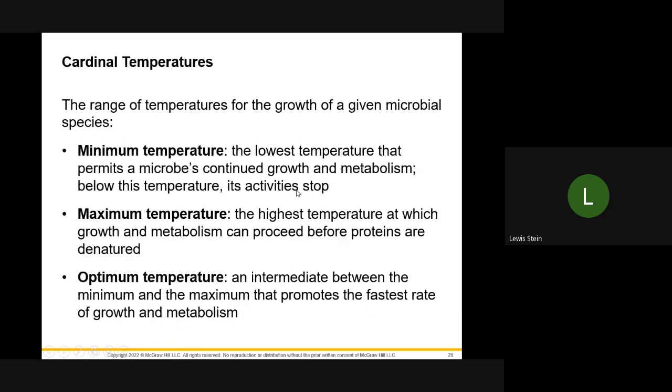And it's a photoautotroph, by the way. It's a plant. The temperature levels.